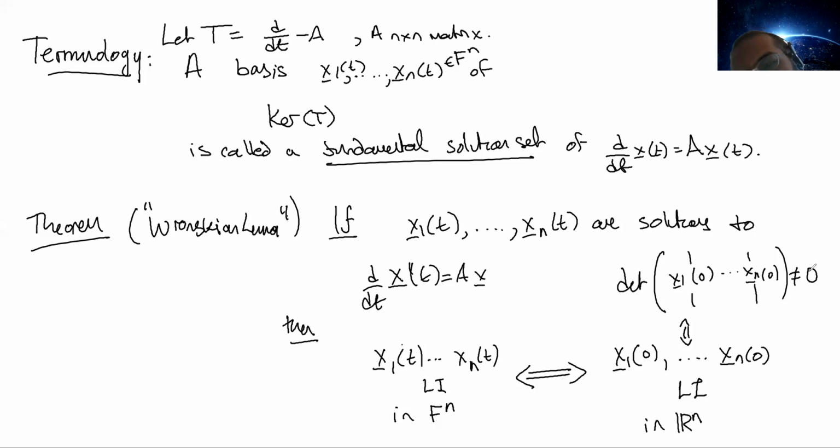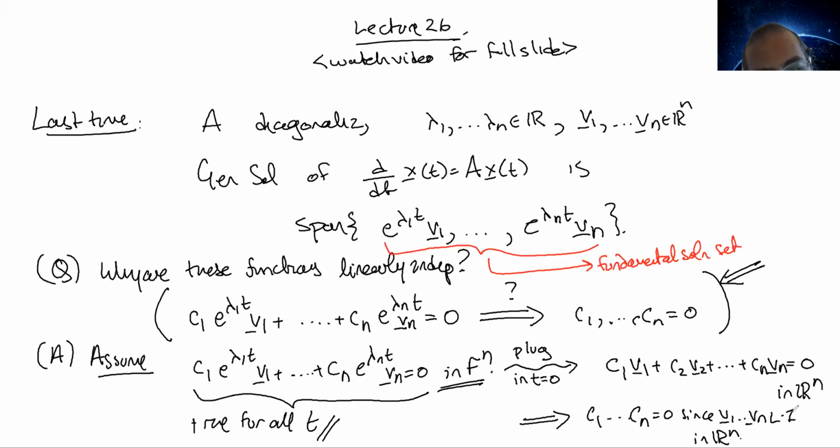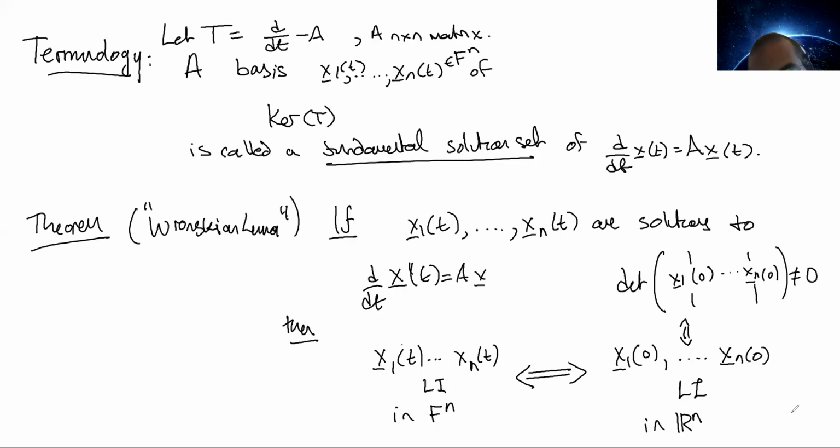We're not going to prove this in full generality. What we proved is one direction of this for this particular fundamental solution set of exponentials. We effectively used the fact that the evaluations at 0 are linearly independent to prove that the functions are linearly independent. Okay, so any more questions about this?